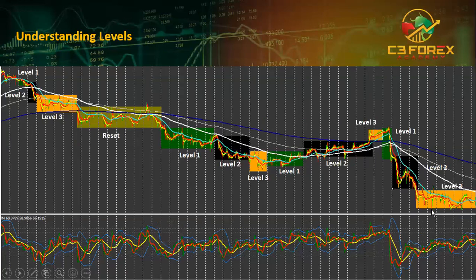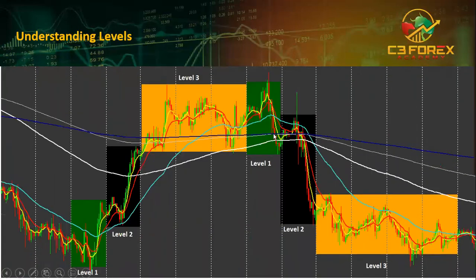Level 3 down here, they're going down to retest, 1 tap, 2 taps, 3 taps to the low. And as you can see up here, your level 1 broke the previous low, rise to confirm. Broke the previous high, drop to confirm. All right, so those are your levels.